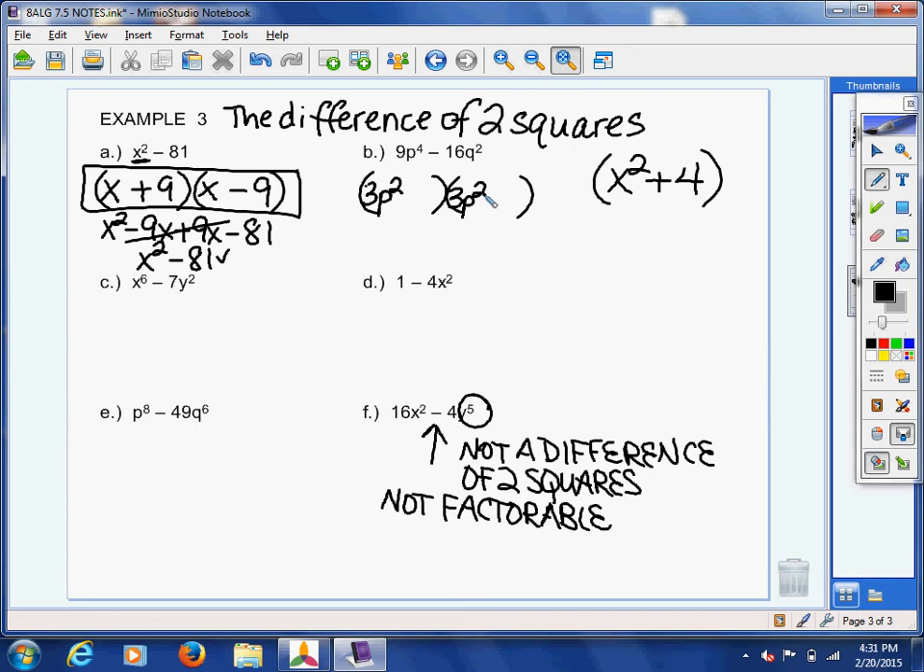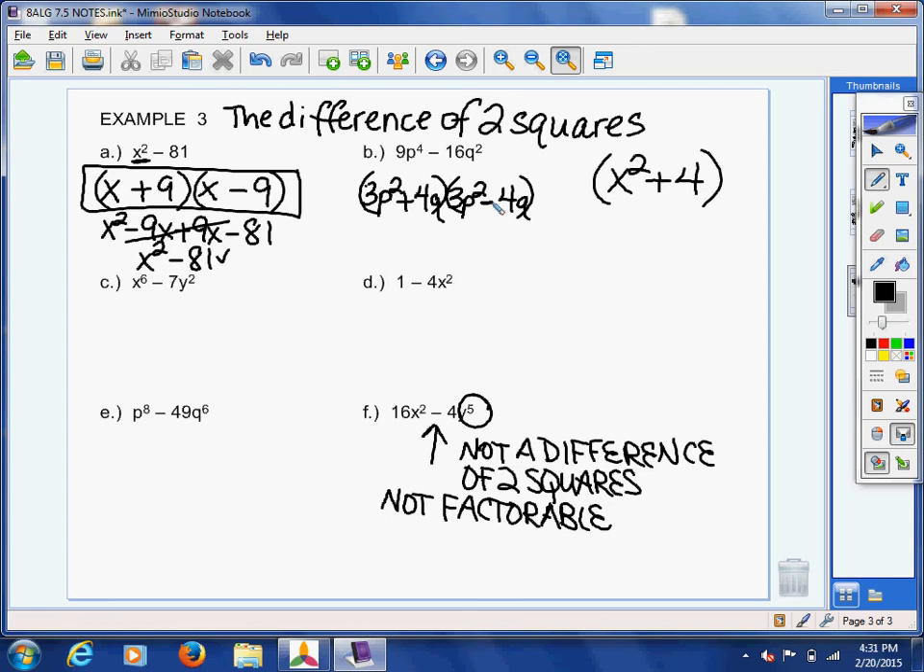Okay, so if you're wondering, that's how. 16q squared, that'll be 4q and 4q. Why? Because 4 times 4 is 16. Q times q is q squared. Make one of them positive, the other one negative, and voila, you are done. That is how you factor that.